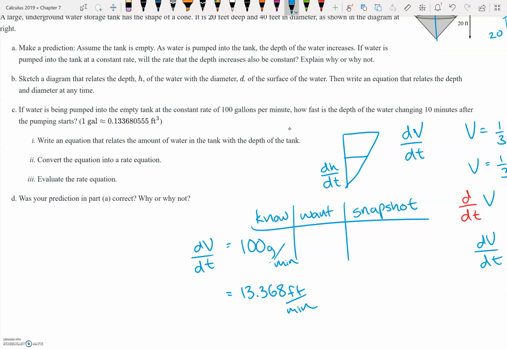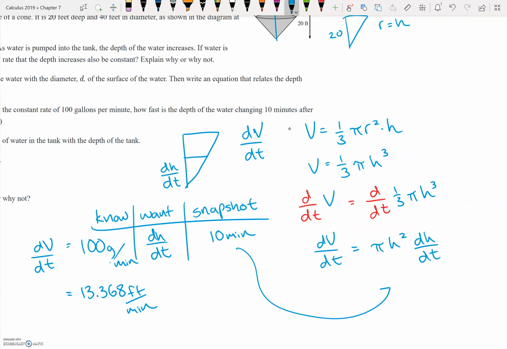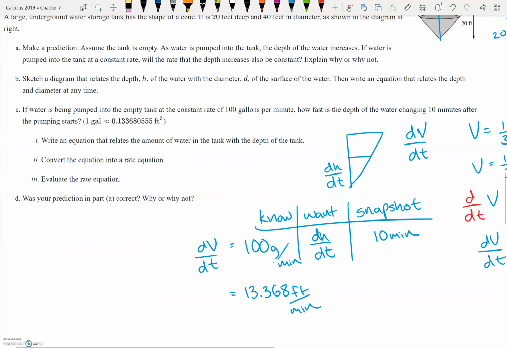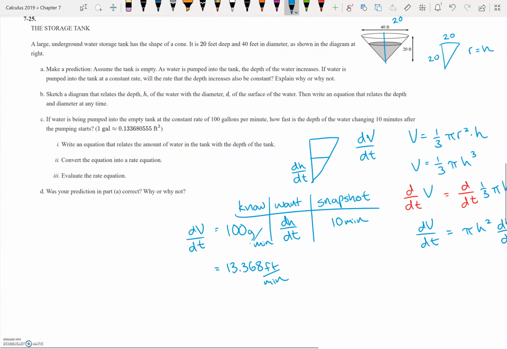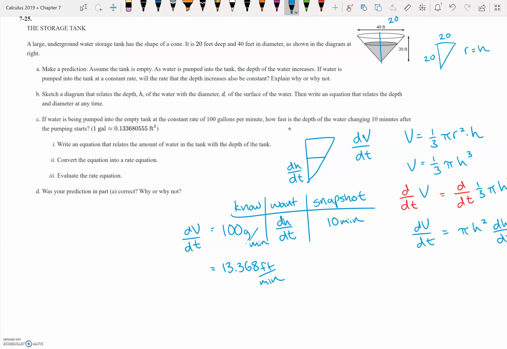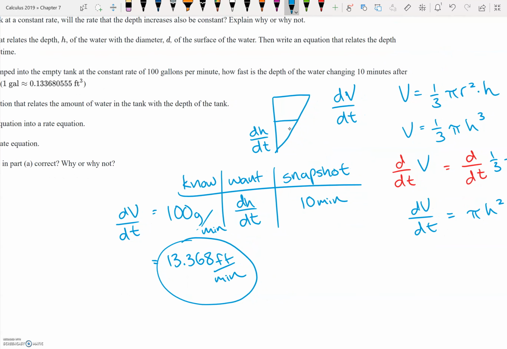Water is being pumped into the empty tank at 100 gallons per minute. How fast is the depth rising? So we want to solve for our dh/dt, which is how fast our depth is rising. And after 10 minutes, so our snapshot is at 10 minutes. We don't have a place to put minutes, so we're going to have to convert this into how much volume we're going to get. We're getting 100 gallons per minute, so we can just multiply this by 10 in order to get our volume, because we're getting that much volume per minute. So this becomes 10 minutes, and we'll have 133.68 cubic feet of volume, I guess.